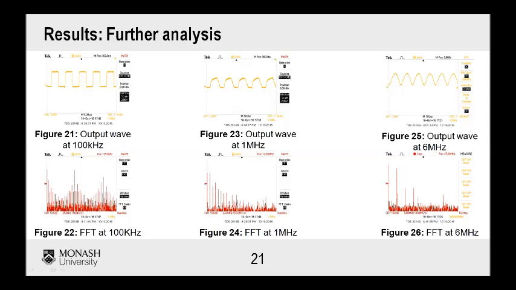On the right-hand side, you can see the signal at 6 MHz, and at this point, it pretty much looks like a sine wave. In addition, if you look at the Fourier transform below, you can see that there are much fewer harmonics due to the fact that the wave has lost its square shape.